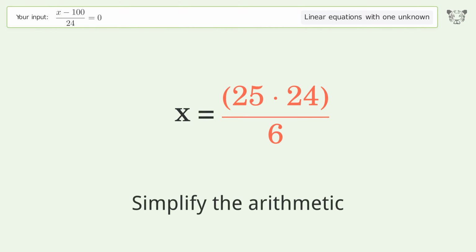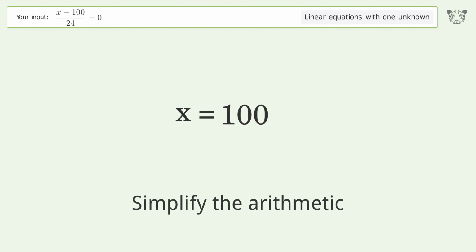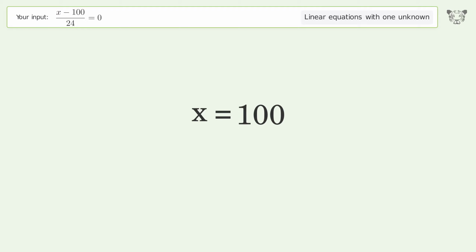Simplify the arithmetic. And so the final result is x equals 100.